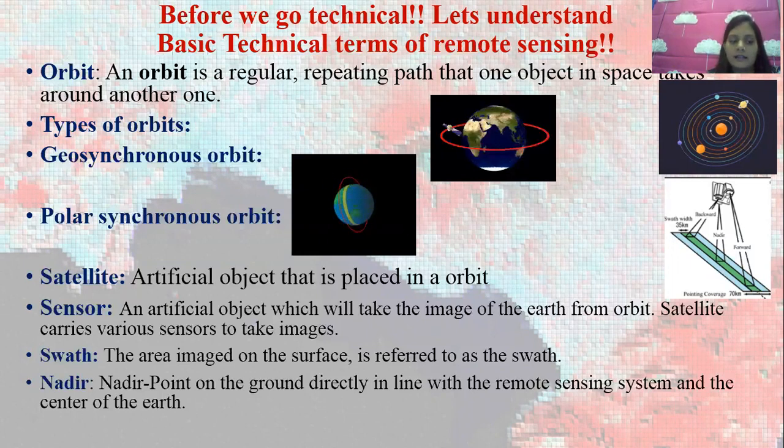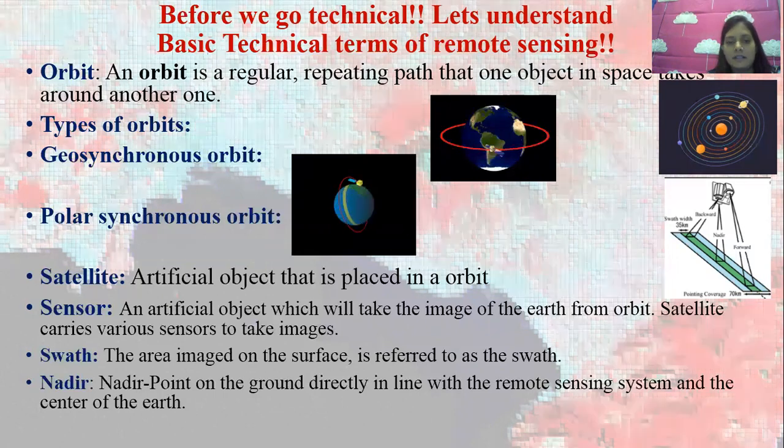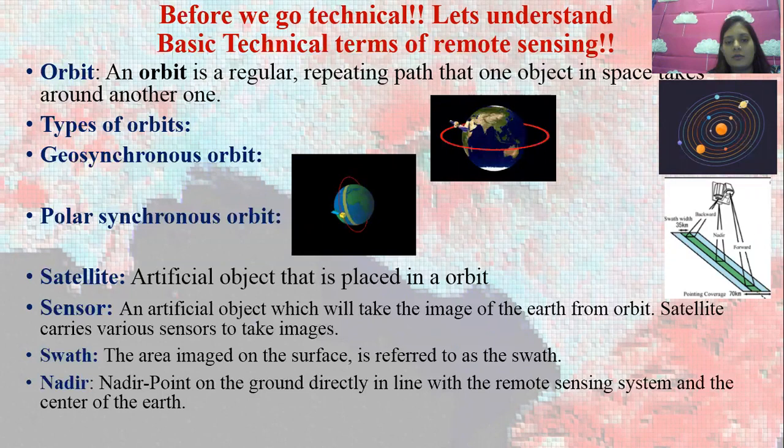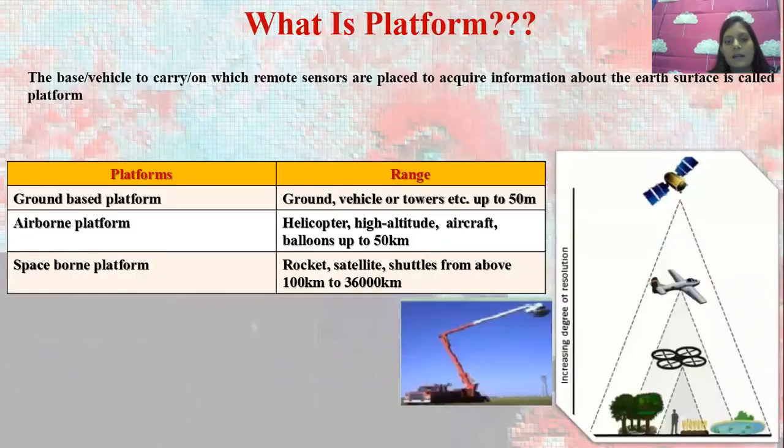Now moving further, a satellite is an artificial object that is placed in orbit. Swath: the area imaged on the surface is referred to as swath, which is already clearly shown in the figure. Orbit means what? A particular path on which the object repeatedly travels. Now moving further, again, you know what a platform is. Platform is a very important terminology, as through it we are taking the information.